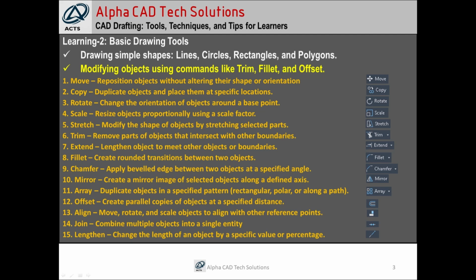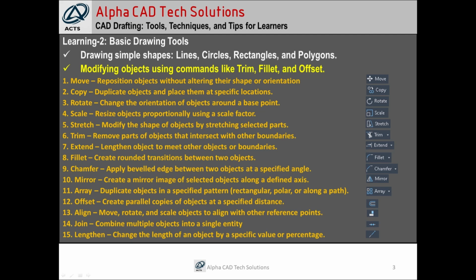6. Trim, remove parts of objects that intersect with other boundaries. 7. Extend, lengthen objects to meet other objects or boundaries. 8. Fillet, create rounded transitions between two objects. 9. Chamfer, apply a beveled edge between two objects at a specified angle. 10. Mirror, create a mirror image of selected objects along a defined axis.